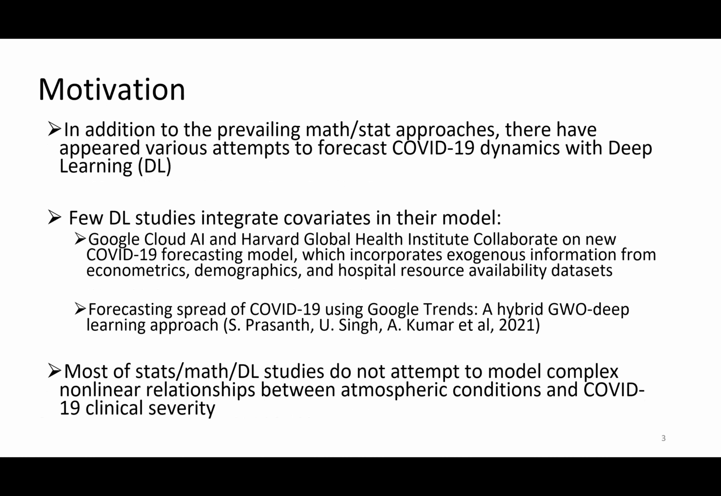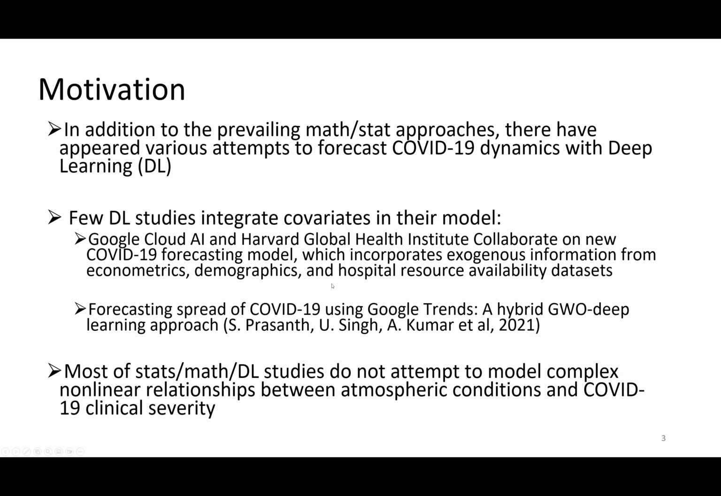Our second motivation comes from the power of deep learning models. In addition to the prevailing math and statistical approaches, there have been some attempts at COVID-19 forecasting with deep learning models. But few deep learning models try to integrate covariates. For example, Google Cloud AI and the Harvard Global Health Institute collaborated. They do COVID-19 forecasting with information from economics, demographics, and hospital resources. Also, Google Trends is a hybrid model that involves some covariates.